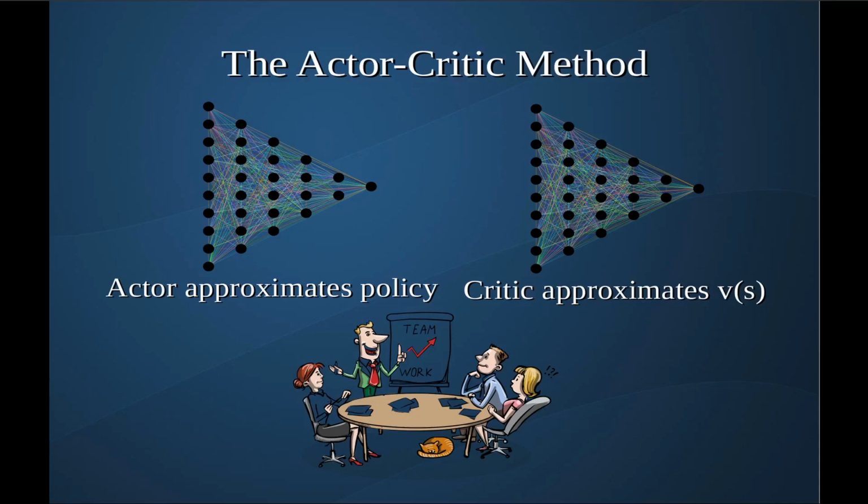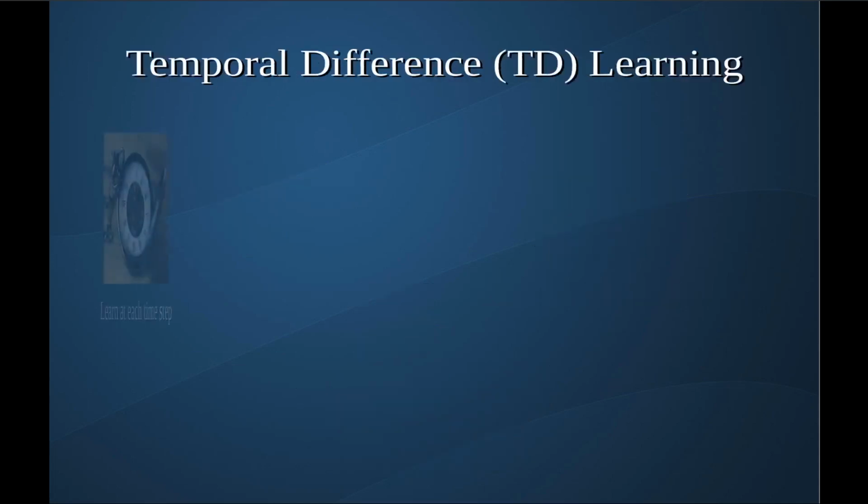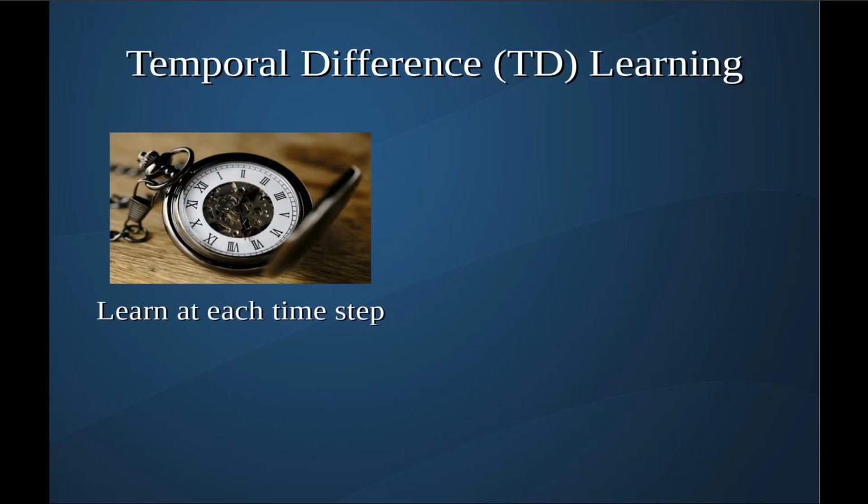From a practical perspective, we're going to be updating the weights of our deep neural network at each time step because actor-critic methods belong to a class of algorithms called temporal difference learning. This is just a fancy way of saying that we're going to be estimating the difference in values of successive states, meaning states that are one time step apart, hence temporal difference.